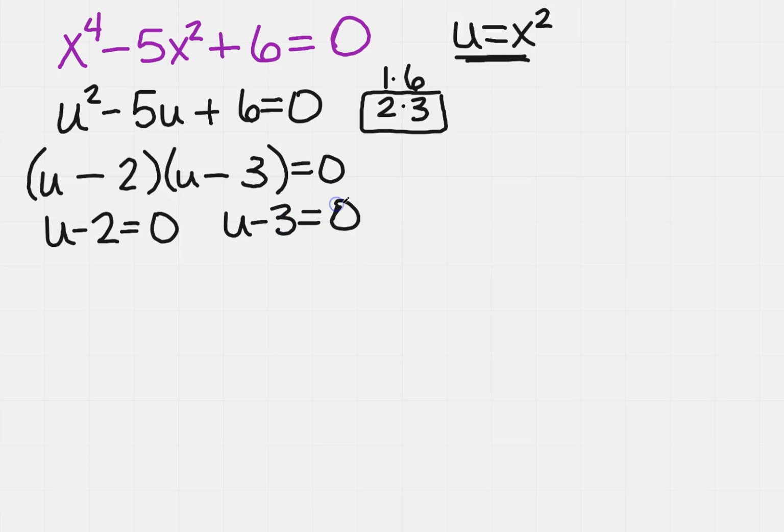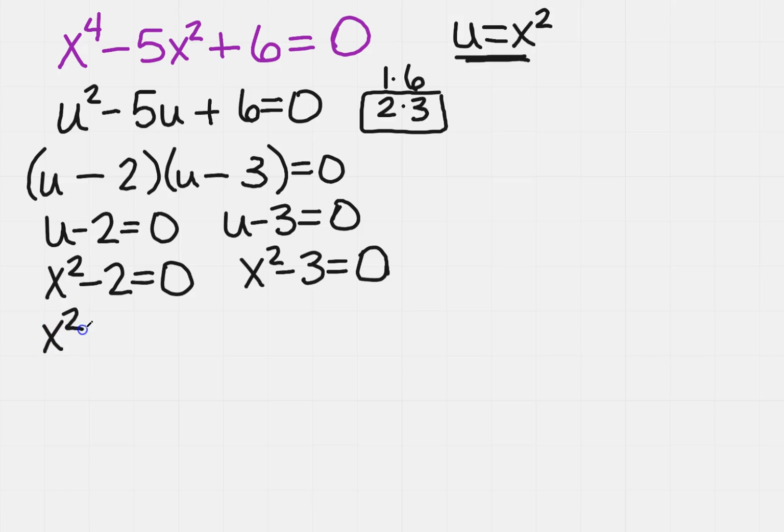And now what I'm going to do is plug this back in for the x. So I'm going to have x squared minus 2 equals 0, x squared minus 3 equals 0. I need to solve each one of these for the x. So I'm going to get x squared equals 2 and x squared equals 3.